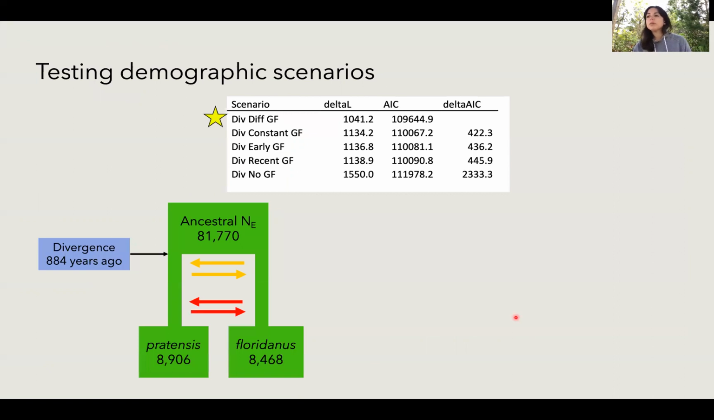And so the model that best explained the trend was the differential gene flow model. And in this model, divergence is estimated at 884 years ago, with an ancestral population size of around 80,000 individuals, which is consistent with what we saw in the 2 previous plots. We can also get an idea of gene flow, where there was an overall lower rate of historic gene flow after split, and then that rate increases in more recent time.